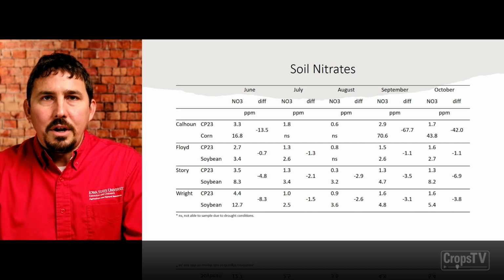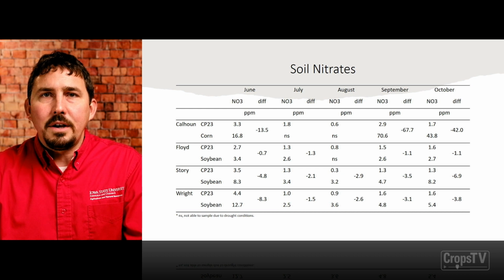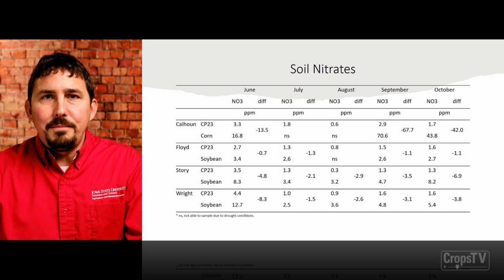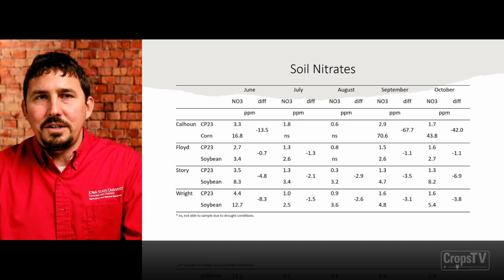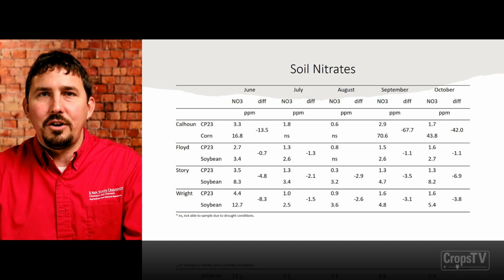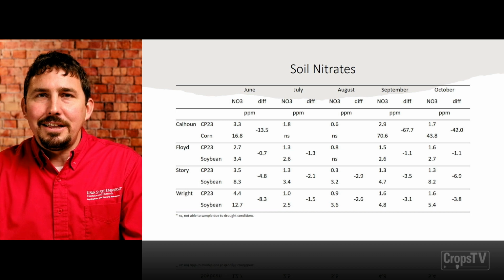And so that's why we don't have differences there. As we get into September and October, again, we were able to get our soil samples taken. The interesting thing here is unintentionally, the Calhoun field, which is going to be corn again next year, had already been harvested by the time we took the September samples, and the nitrogen had already been applied.